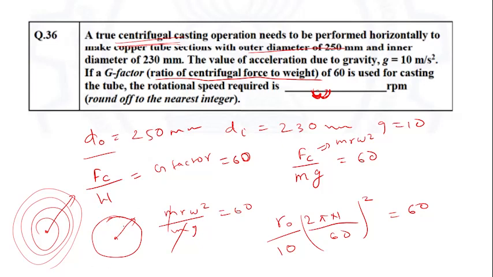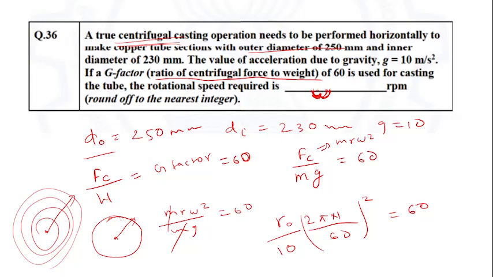Ma'am, sorry for interrupting. One thing is, it is also mentioned that it is horizontal centrifugal casting. So as it is horizontal centrifugal casting, the outer radius would be the one that touches. Yeah, that is the best explanation. Okay, you understood?